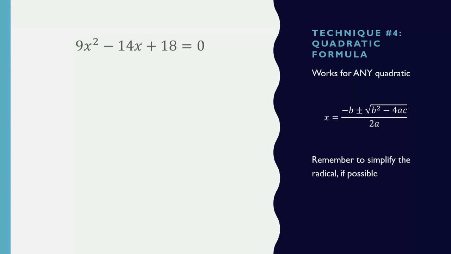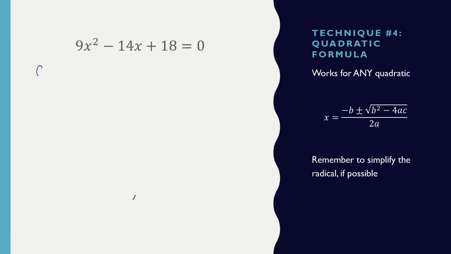Notice I have some big numbers here. A is 9, B is negative 14, and C is 18. Those are going to give me some pretty big numbers. When I put them into the quadratic formula, I need to be careful to watch my signs, and I need to make sure that I simplify the radical, which often happens. So this is the most complicated method. Yes, it works for any quadratic, but it takes the most time and it's the most complicated technique out there. So if you can factor, if you can complete the square, if you can square root, you definitely want to do that first. If you can't, quadratic formula is your guy.